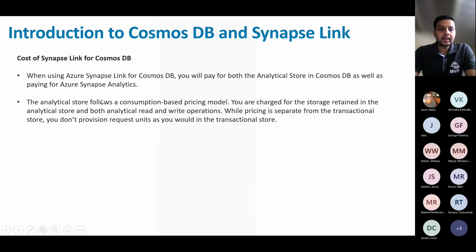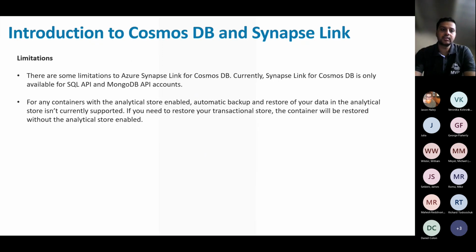Now, the analytical store also follows a consumption-based pricing model. So we will be charged based on the storage retained in the analytical store and the number of read and write operations that we do on top of the analytical store. Since the pricing is separate from the transactional store, we do not have to provision any additional request units. So when you want to do processing, you do not have to worry about transactional performance, or allocate any additional request units. So this is how the pricing works.